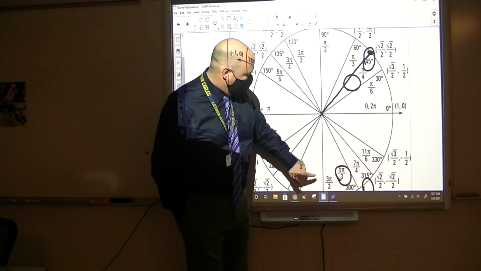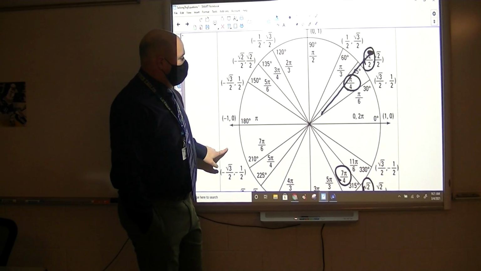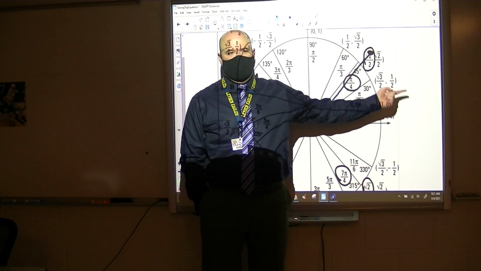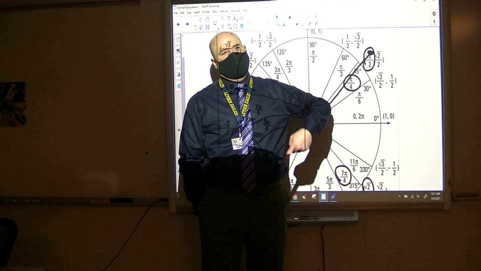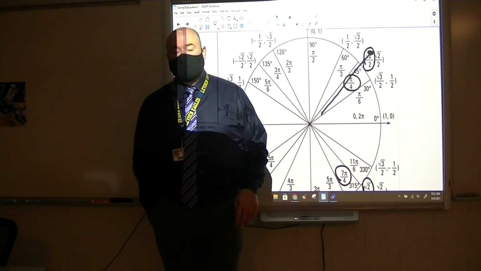Okay? So since there are an infinite number of coterminal angles that have that x coordinate, same thing for 7 pi over 4. I could get to 7 pi over 4 by going this way, or I could get to 7 pi over 4 by going all the way around for 2 pi and then going to 7 pi over 4.